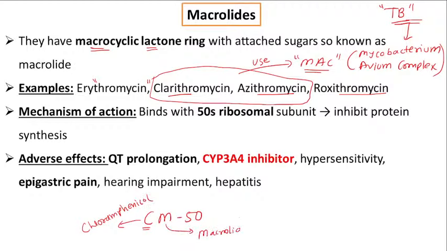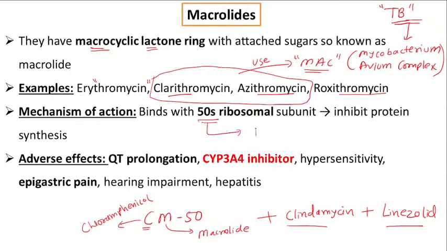मैक्रोलाइड। उसके अलावा भी मैंने आपको दो नाम याद रखने को बोला था, क्या था? चलो बताओ क्या नाम था? तो एक था क्लिंडामाइसिन, और दूसरा क्या था? लिनेजोलिड। They are also inhibiting the protein synthesis by making a combination with the 50S ribosomal subunit, and these all are the bacteriostatic, right? देखिए इनका एक ही मैकेनिज्म है। अब एक ही मैकेनिज्म है तो क्या होगा?